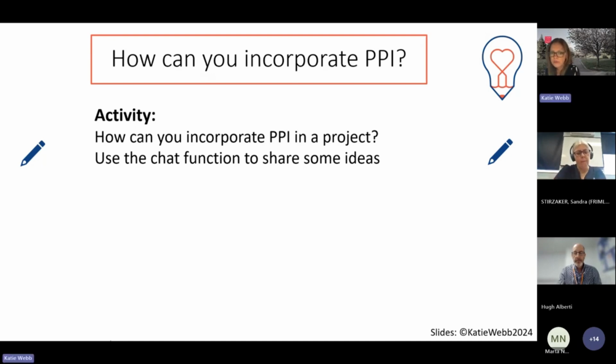So how can you think, already we've got folks who've said that they're thinking about PPI at a really, really early stage in their project development. So how do you feel that you could incorporate PPI into a project? Maybe you're doing it already. Maybe you've got something that's already in train and begun, but maybe you could bring it in even at a later stage. How might you incorporate PPI into a project?